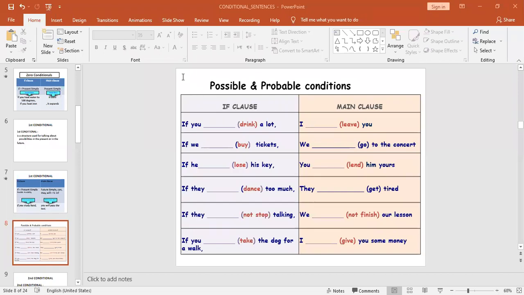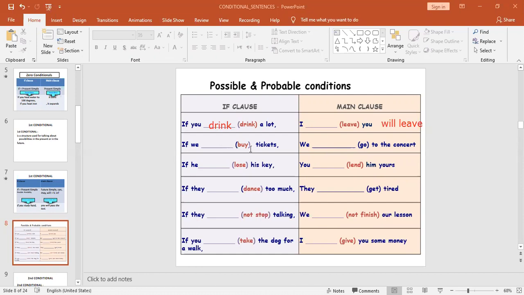Number one: if you drink a lot, I leave you. I have two verbs here. The first verb is drink, between brackets. The second verb is leave. If you drink, it is the first conditional. So: if you drink, I will leave you. This is the first part. What about the second part?